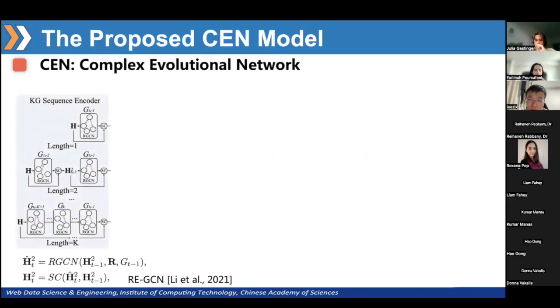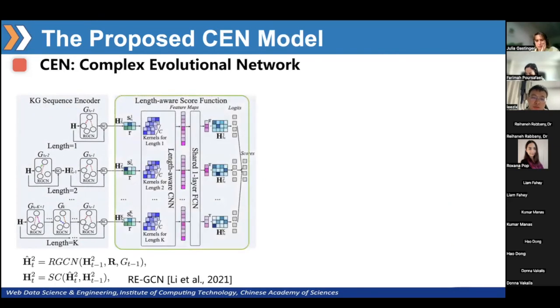Thus, we propose the complex evolutional network. It contains a KG sequence encoder and a length-aware score function. The KG sequence encoder is similar to our previous work RE-GCN, but the difference between them is that CEN takes the historical sequences from length 1 to K as the input of the encoder, and gets K evolutional representations. We can skip this component because it's very similar to RE-GCN.